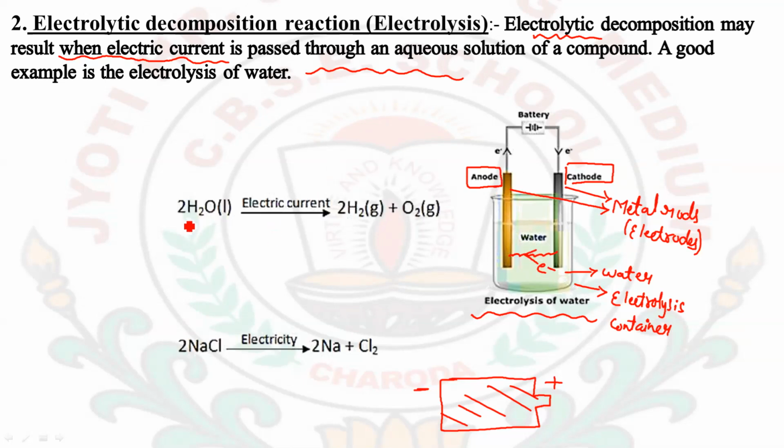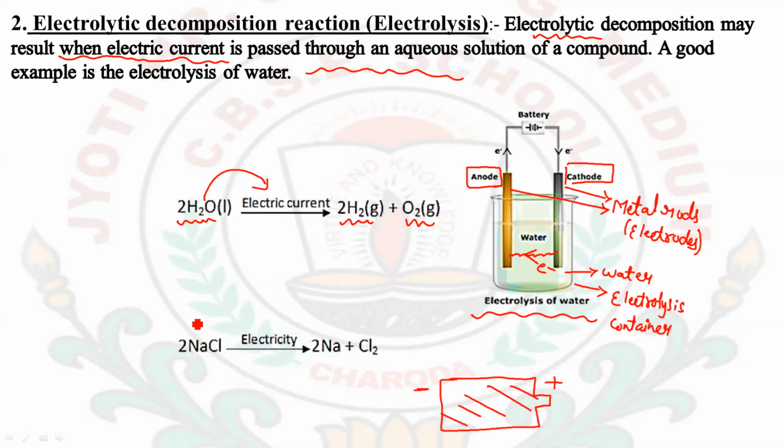During the flow of electricity, what will happen here? If two molecules of H2O are there, then due to the flow of this electric current, they will decompose into hydrogen gas and oxygen gas. So water, H2O, is decomposed into hydrogen gas and oxygen gas, its constituent elements. Hence it is also a type of decomposition reaction.